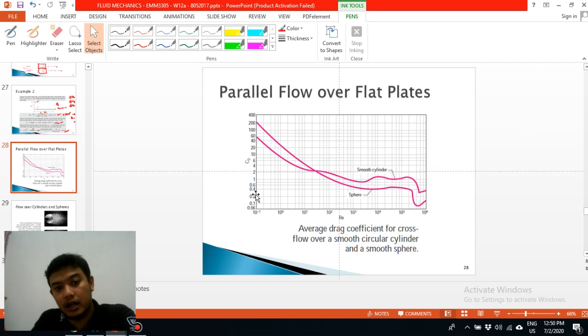Okay, this is the graph of average drag coefficient for cross flow over a smooth circular cylinder and smooth sphere. Okay, so how the smooth sphere and also the sphere graph.